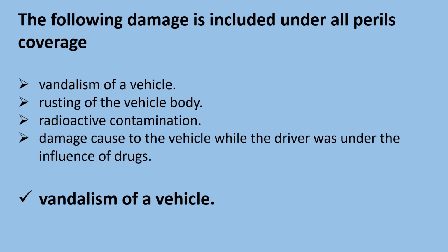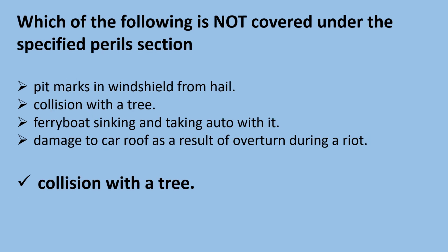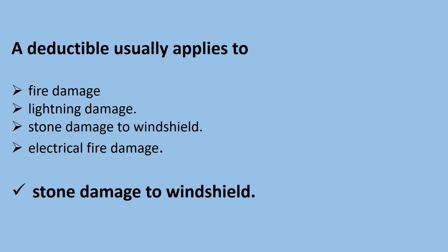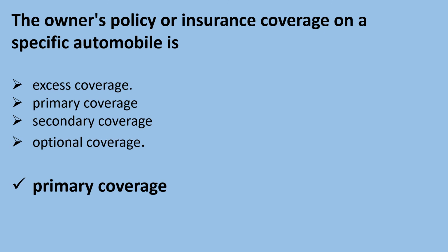The following damage is included under all perils coverage: vandalism of a vehicle. Which one of the following is not covered under the insurance specific perils section: collision with a tree. Tortfeasor is a wrongdoer. A deductible usually applies to stone damage of a windshield. The owner's policy or insurance coverage of a specific automobile is a primary coverage.